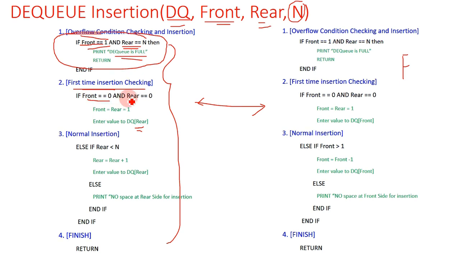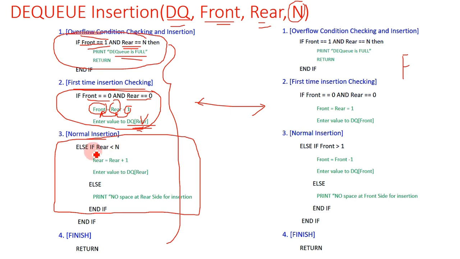if front is equal to 0 and rear is equal to 0, assign 1 to both the rear and the front, because if you then want to do a delete operation, the first element is available for deletion. This is the first time insertion, meaning the dequeue is empty and you want to insert the first element. So if both front and rear are 0, assign 1 to both front and rear, and assign the value at the rear end.